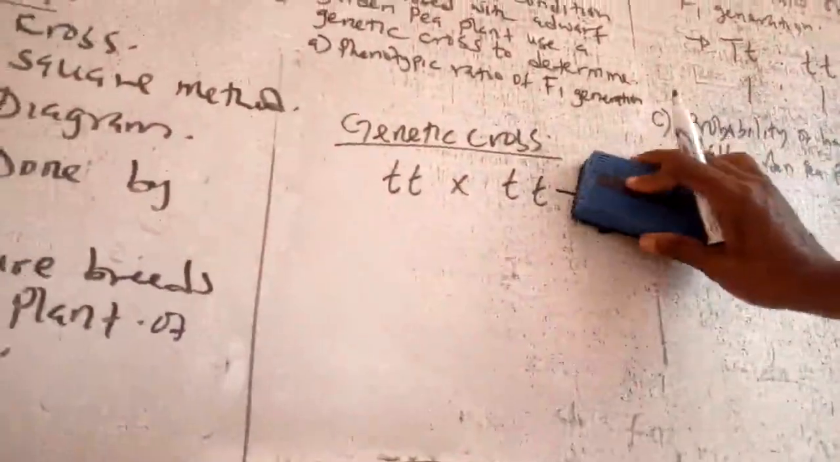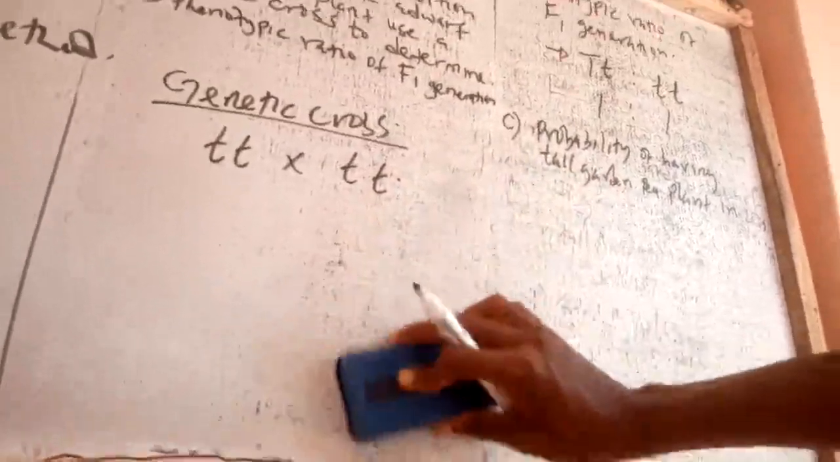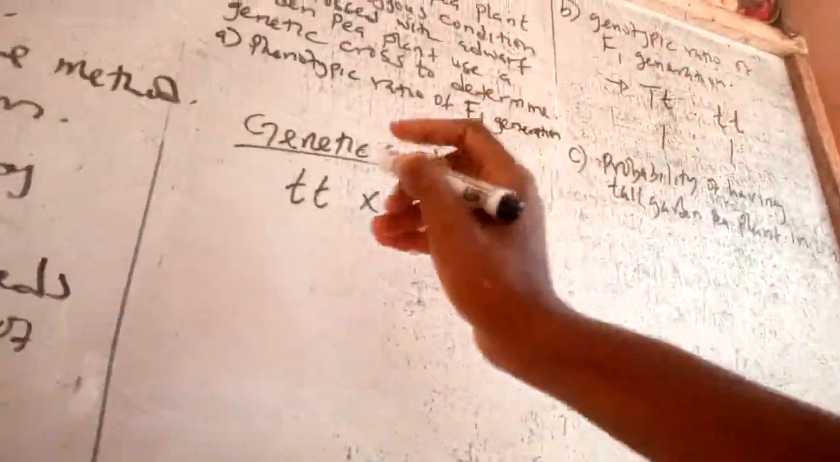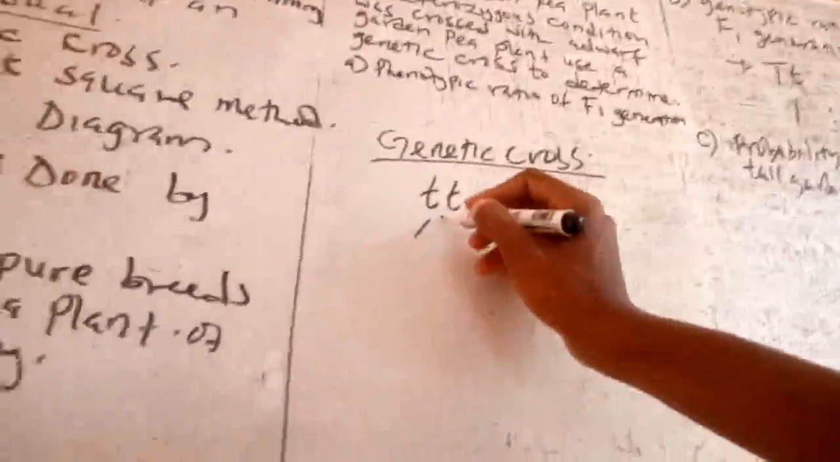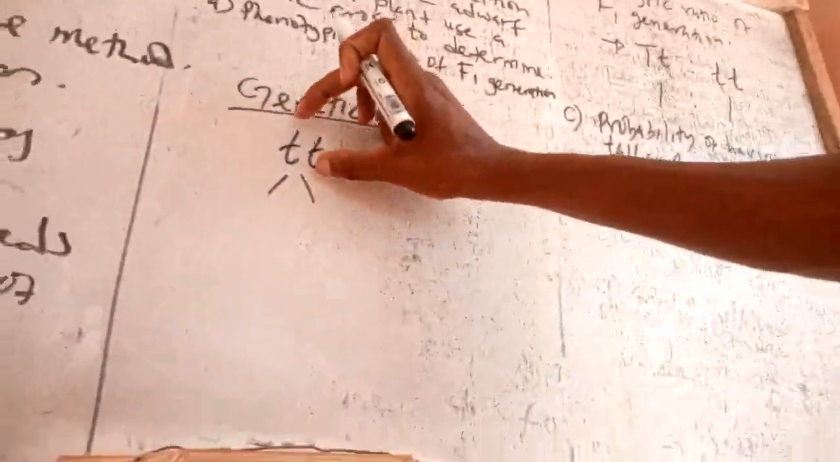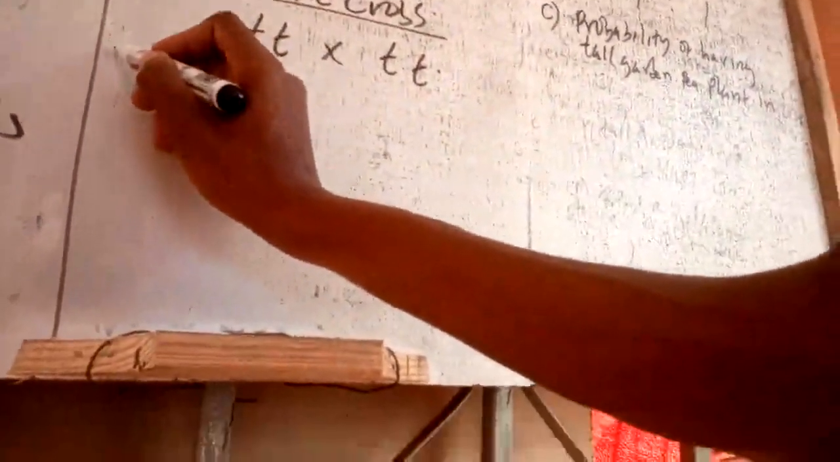And therefore, when I use the genetic cross to explain this, what normally happens, you are supposed to separate the parental genotype. They separate, and that separation is what we refer to as segregation.